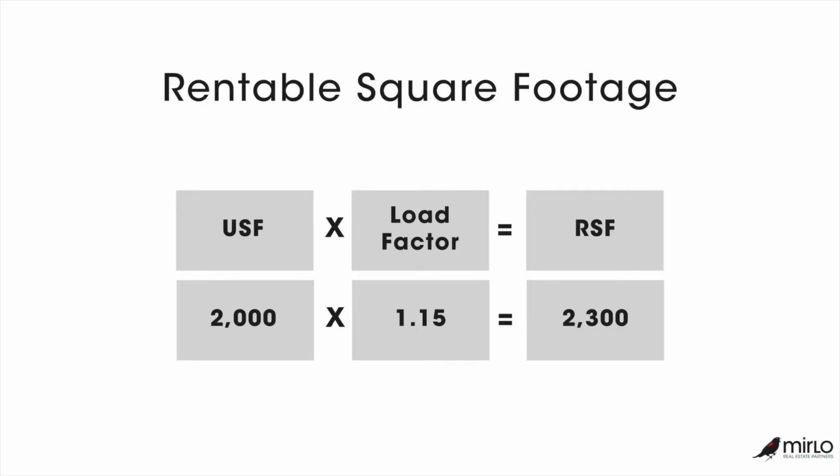The pro rata share is often referred to as the usable-to-rentable or load factor, and it will typically range from 1.15 to 1.25, or a 15 to 25% difference. This means that if the usable footage is 2,000 square feet and you multiply that by the load factor of 1.15, the rentable square footage is 2,300 square feet.